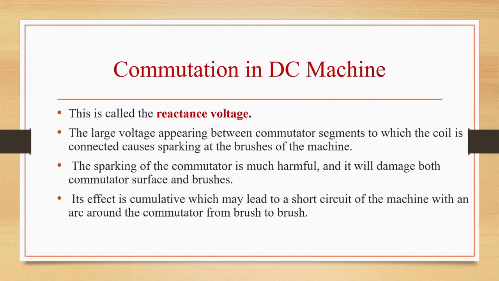The large voltage appearing between the commutator segments to which the coil is connected will cause sparking at the brushes of the machine, and sparking at the commutator is very harmful and will damage both the commutator surface and the brushes. Its effect is cumulative, which may lead to a short circuit of the machine with an arc around the commutator from brush to brush.